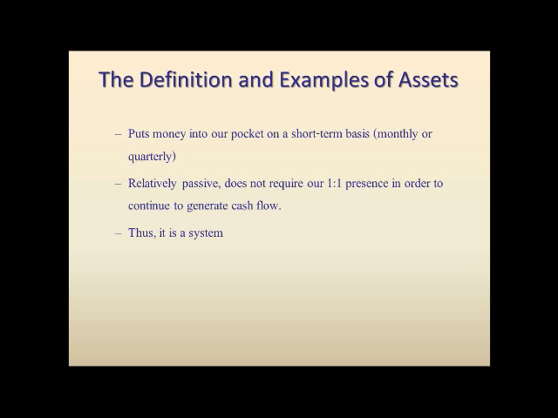But in our framework of financial independence, an asset puts money into our pocket, ideally on a monthly basis. If it's a dividend paying stock, on a quarterly basis. It's relatively passive. I know that sounds too good to be true, but we'll talk. You're already investing in assets like this anyway. If you have mutual funds or a 401k, maybe not so much a 401k. It's harder to get that money out, right? But you're already doing it. So this isn't pie in the sky, non-reality. You'll see in a second when I get to the examples what I'm talking about. Relatively passive, doesn't require your presence to continue to generate cash flow. Thus, in a lot of ways, it's a system.